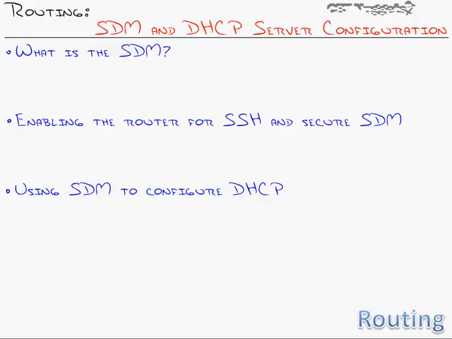All right, we've got the initial configuration set up. Let's move to the next level by using the SDM and DHCP server configuration. Now, this is the next phase, I guess you will, in the setup of a Cisco router.